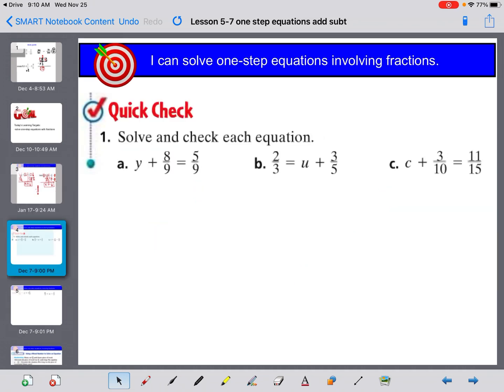Now I would like you to pause the video and try these 3 problems. Then come on back to compare what you got to what I got.